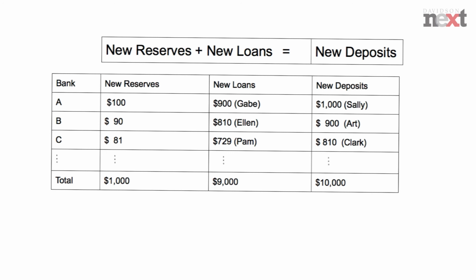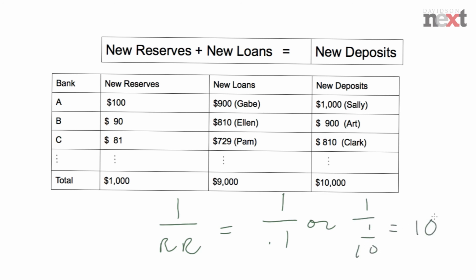Now, going with the money multiplier that we mentioned in the last section, we talked about how 1 over the reserve requirement equals the money multiplier. In this case, it would be 1 over 0.1 or 1 over 1/10, which equals 10. That means that we can see our new deposits have been created and added. We have $1,000 that was in new reserves, plus the $9,000 gives us $10,000.